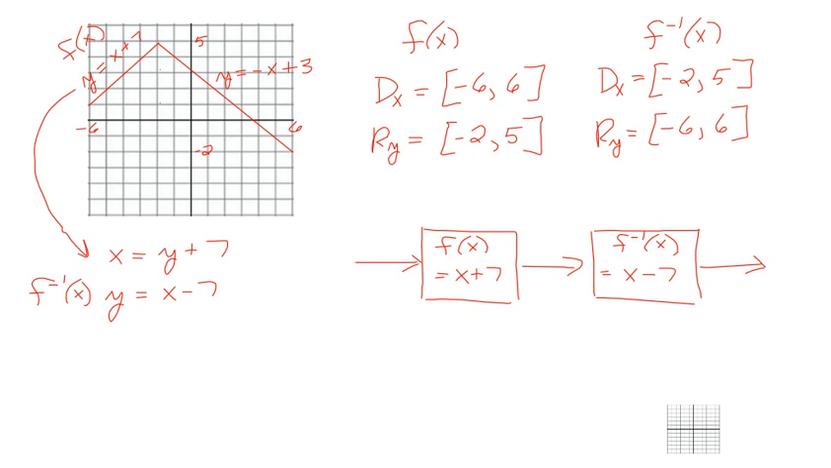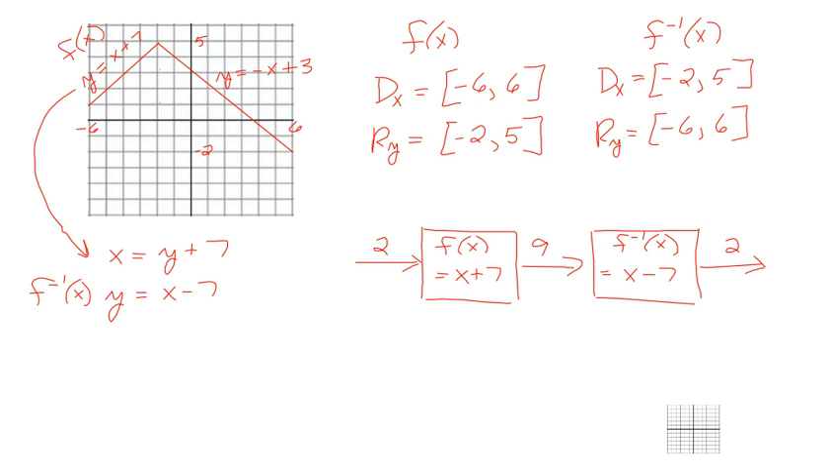So for example, if I put a 2 in here, well then I'm going to do the function. 2 plus 7 will be 9. So I'm going to get 9 there. Well, now I put 9 into this function. 9 minus 7, and I get back the 2.